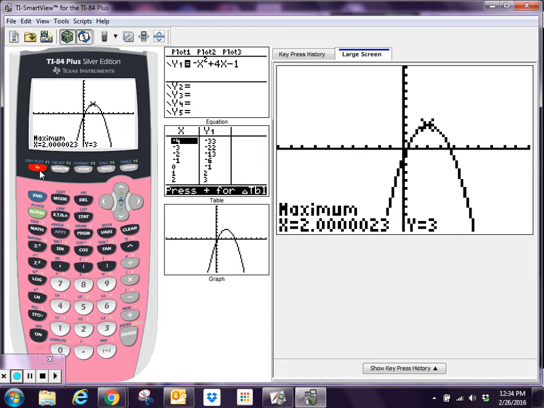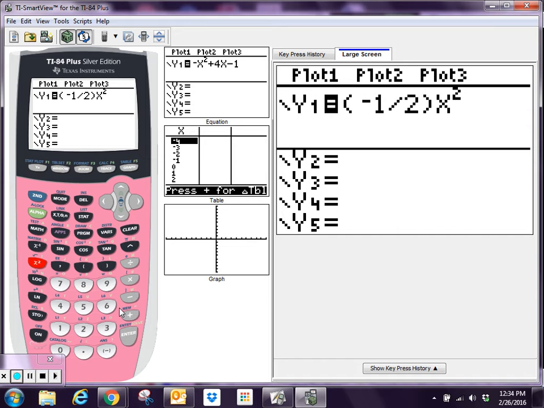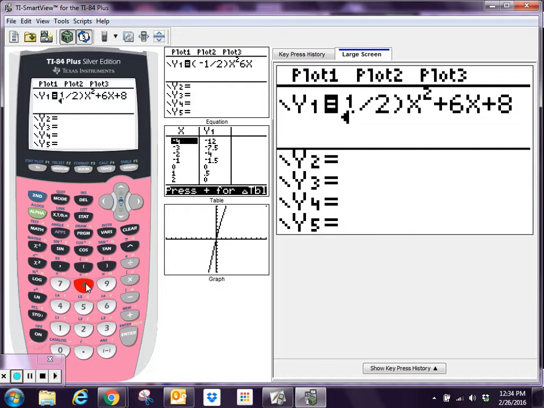All right, so here we go. I'm going to go to my y equals. I'm going to clear out what's there, and I'm going to type this in. I always put my fraction in parentheses, so negative 1/2 x squared plus 6x, whoops, my plus sign didn't go in, plus 6x plus 8, and I'm going to graph it.